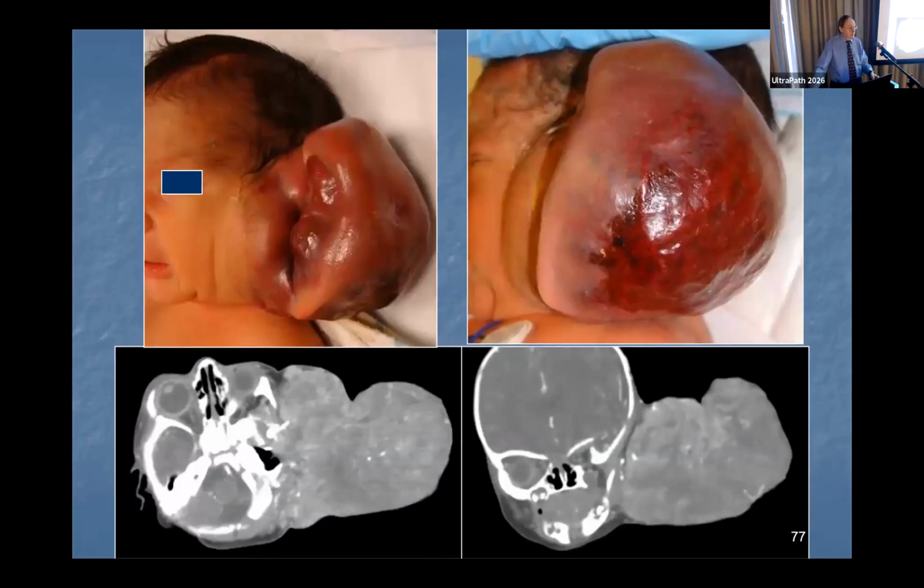This is what the lesion looked like by day 8. By the time the child went to surgery, you can see the imaging down below, this massive tumor present on the face and actually expanding the ear out in particular.